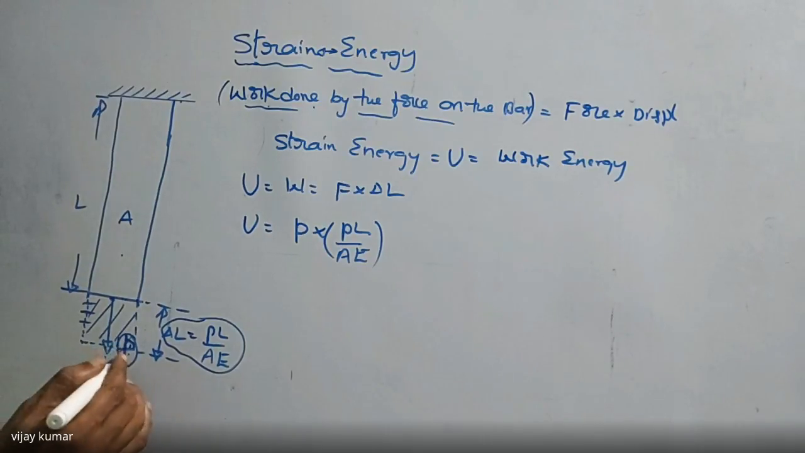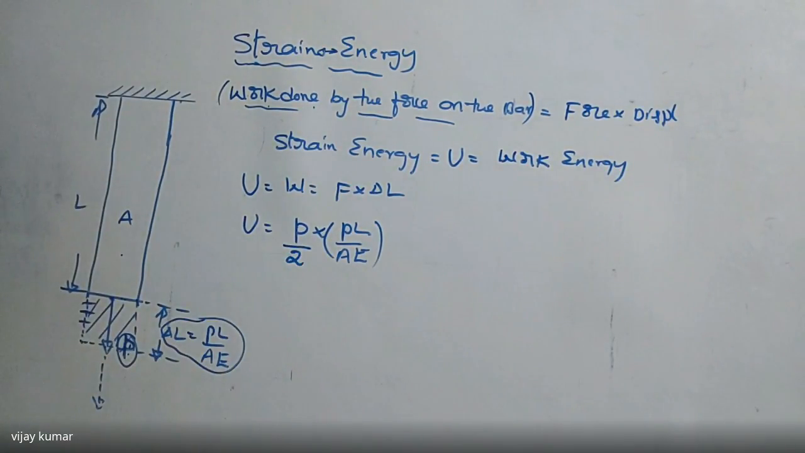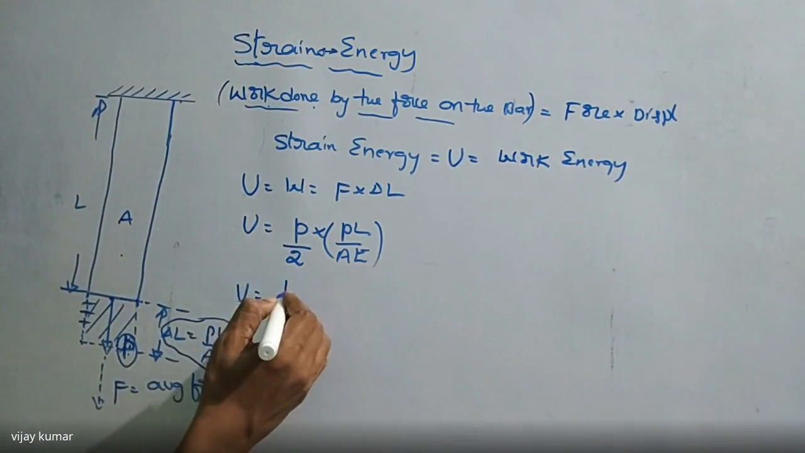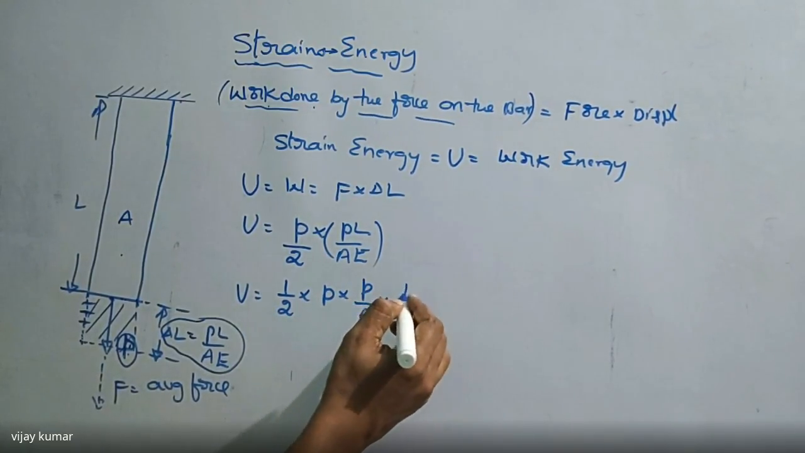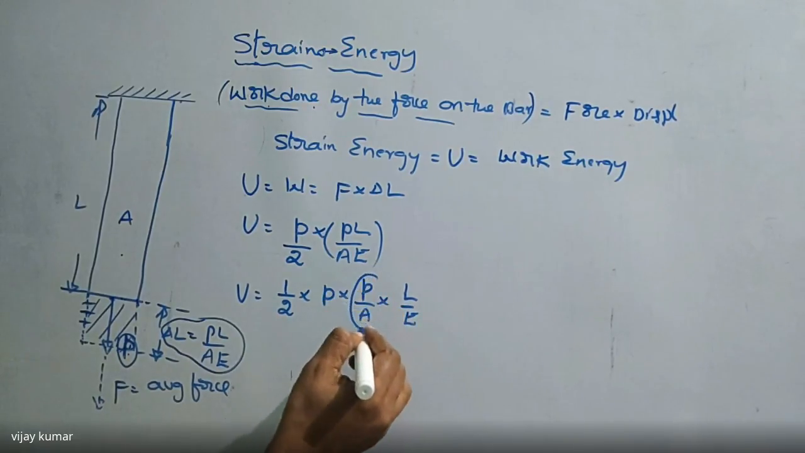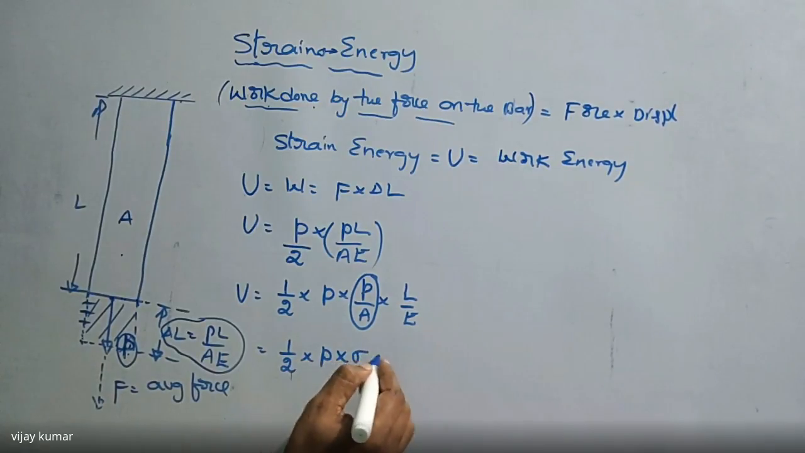So here P is not constant. So I am taking the average force. Why? Because from point to point the force varies. So here take average force. So I am writing here, strain energy is equal to half into P into P by A into L by E. But what is P by A? Stress value. I am writing half into P into stress into L by E.